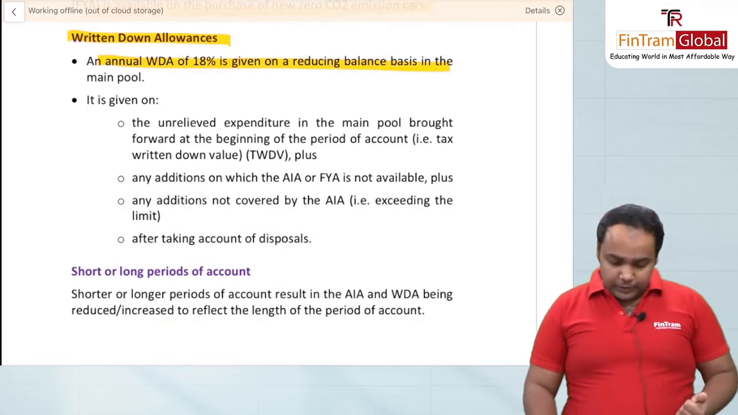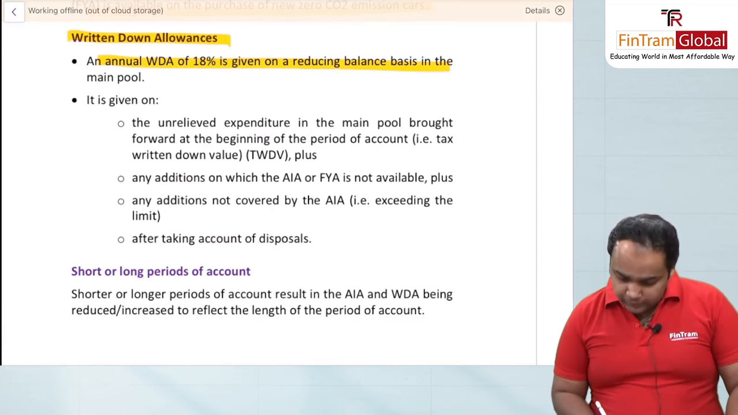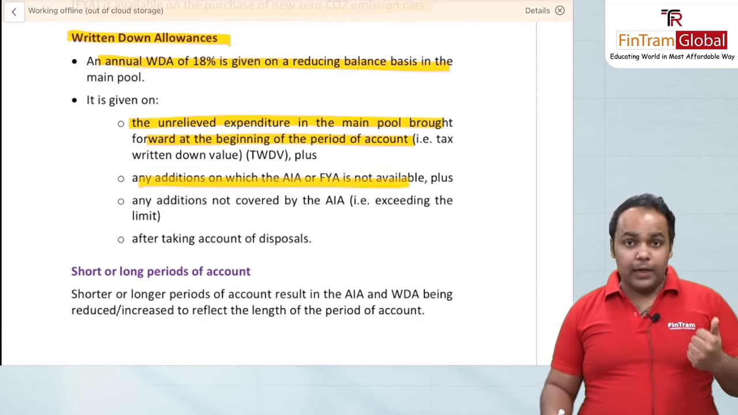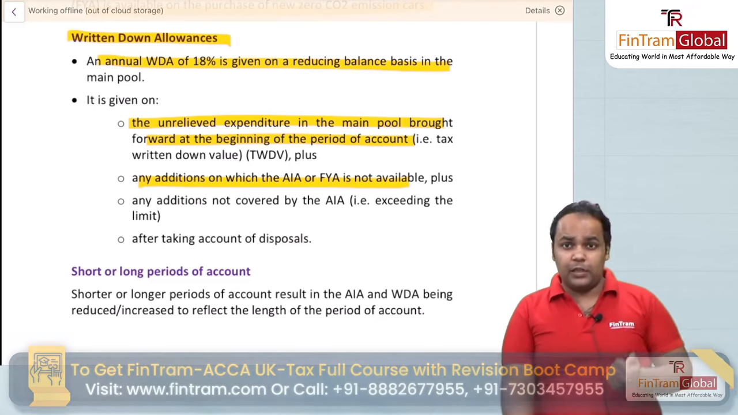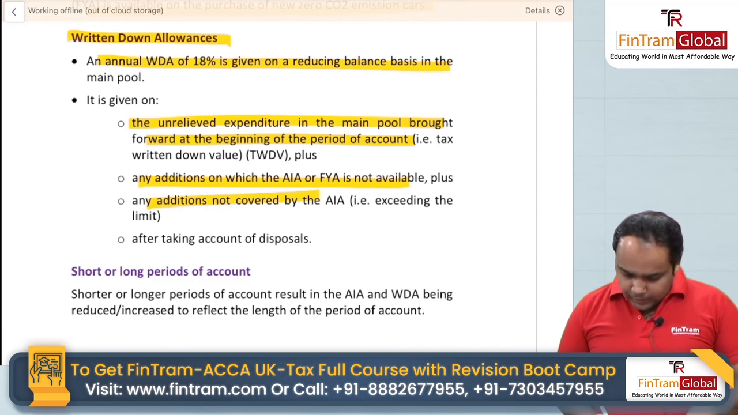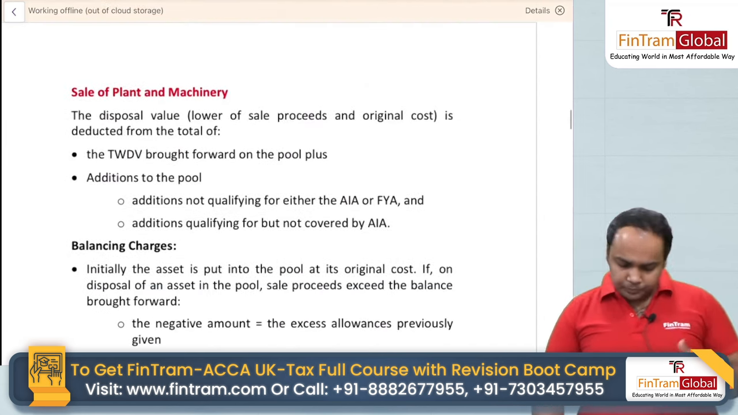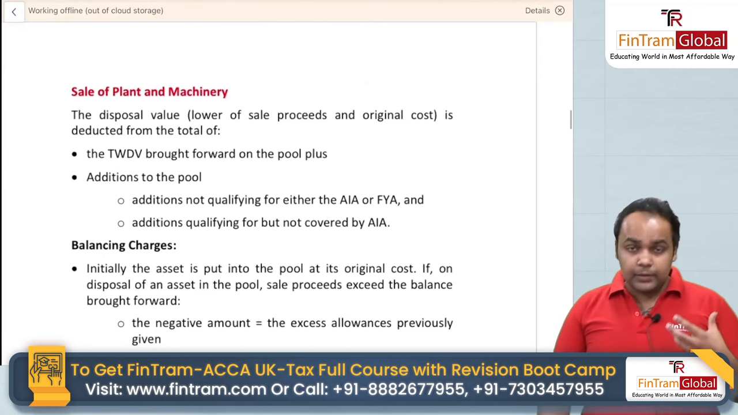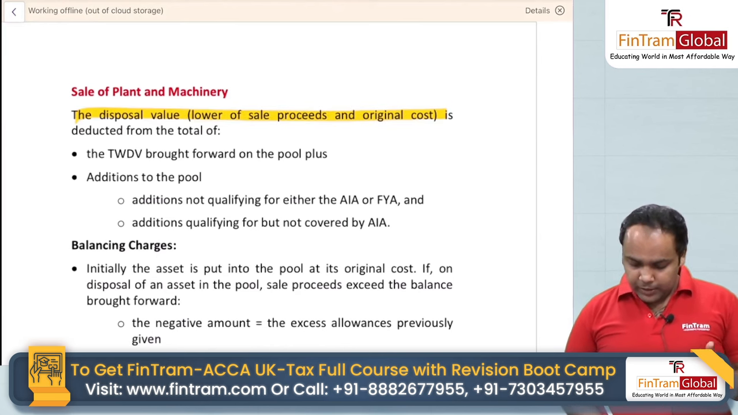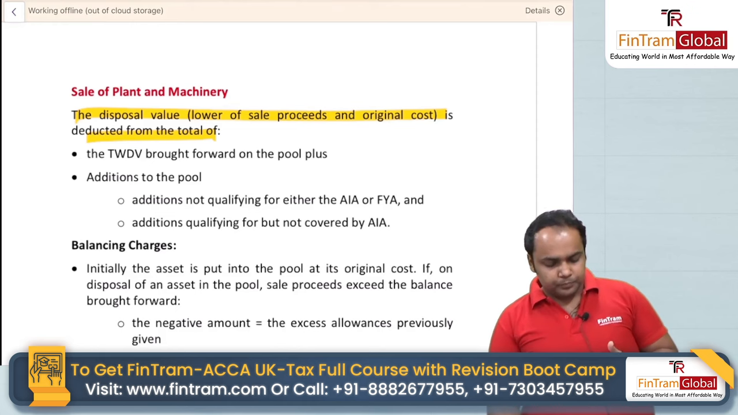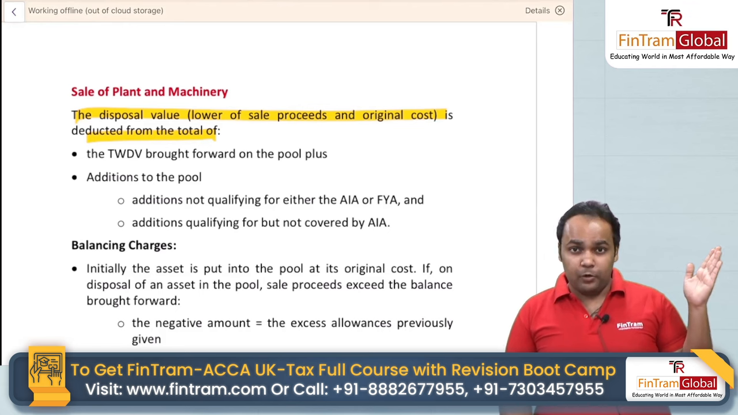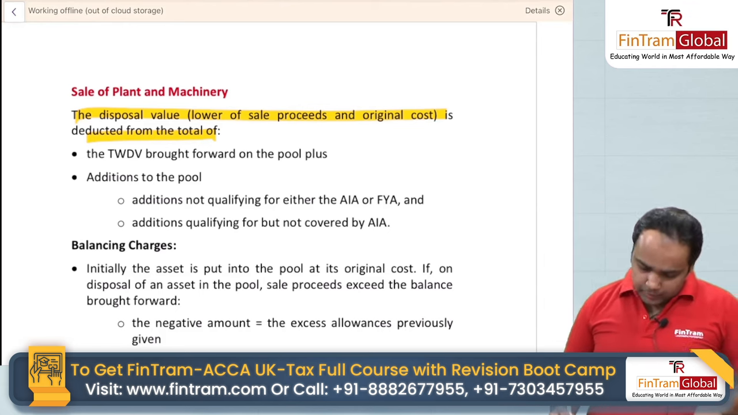Just to give you a brief, it's given on unrelieved expenditure in the main pool brought forward at the beginning of the account, and any additions where either the annual investment allowance or the first year allowance is not available, or where the annual investment allowance has already been exhausted, and after taking account of all disposals. On sale, the disposal value is the lower of sales proceeds and original cost, and it is deducted from the total of the value of assets brought forward plus any additions in the pool.